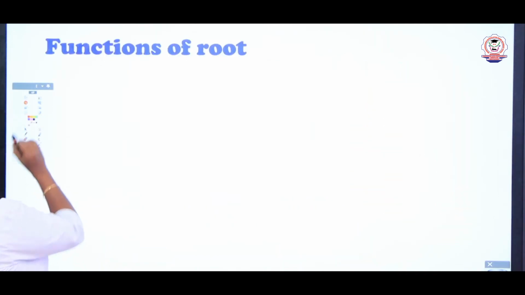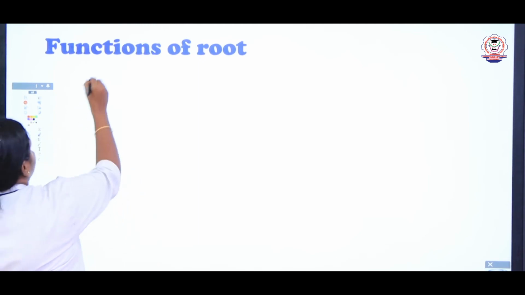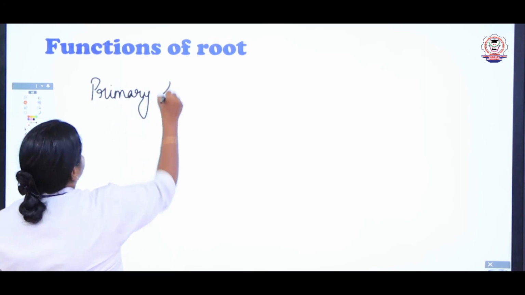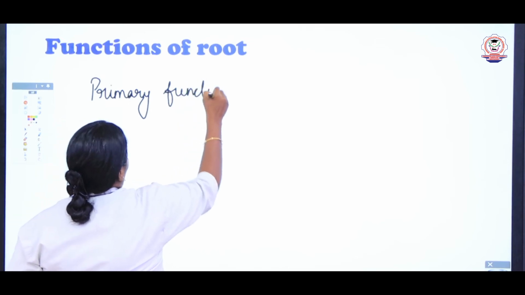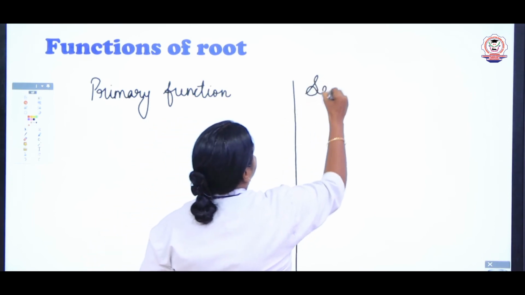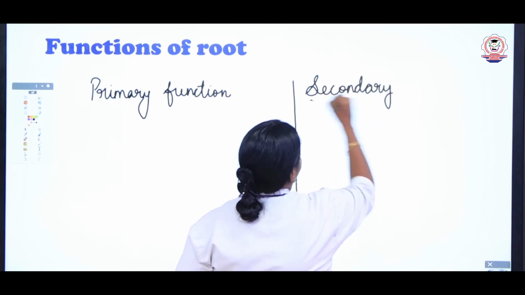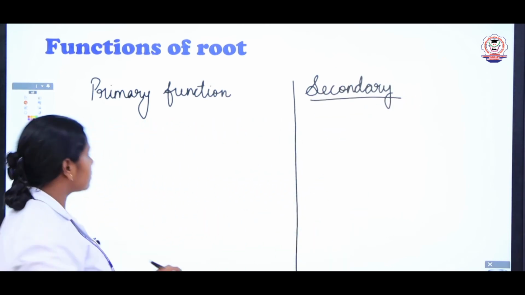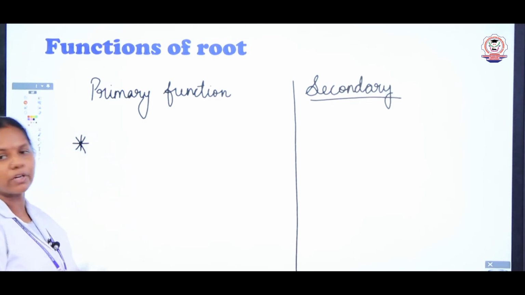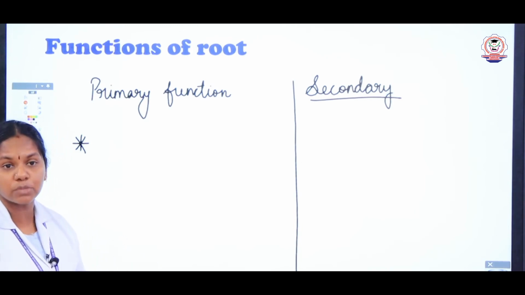Next we are going to see the functions of the root. There are two main functions: the first one is primary function and the next one is secondary. What are the main important functions of the root? Can anyone say? Yes? Very good. The first point is that it helps in the absorption of water. The main function of the roots is to penetrate through the soil and absorb water and nutrients from the soil.